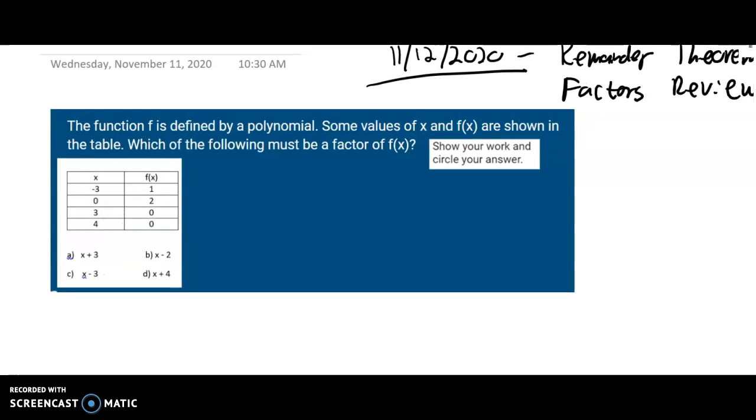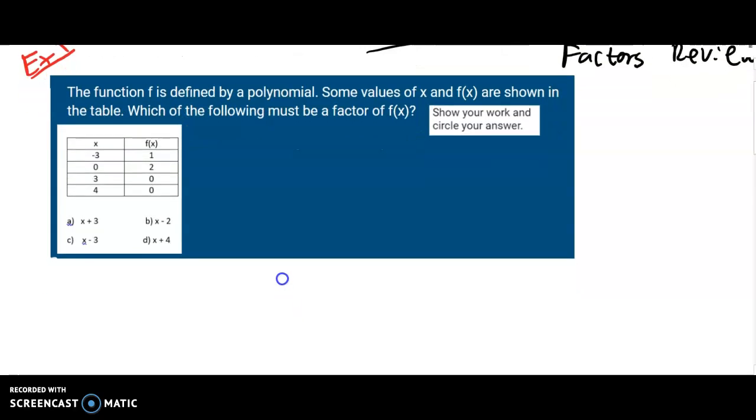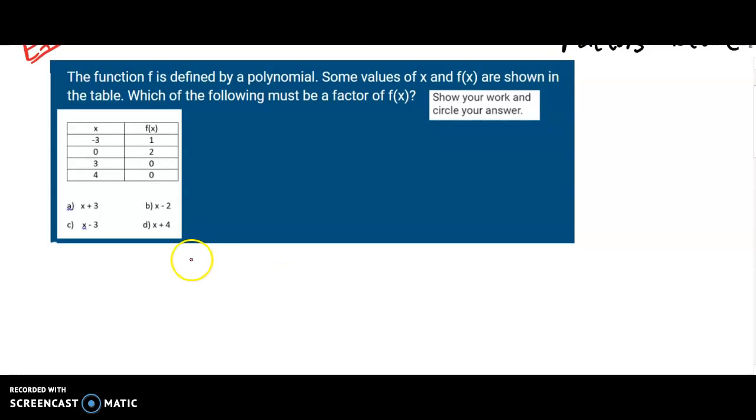Make sure that you pause your video and write the original. Okay. It says the function f is defined by a polynomial. Some of the values of x and f of x are shown, which must be a factor. So we know something is a factor when f of x equals 0. So we have a factor when f of x equals 0.